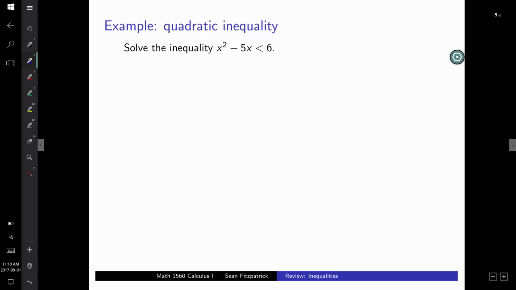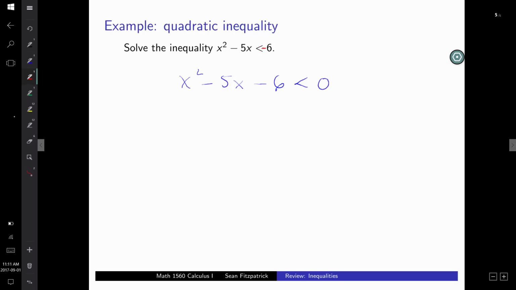So if I subtract 6 from both sides, x squared minus 5x minus 6 is less than 0. Oh, I'm going to get myself in trouble here. I don't think I can factor that. Can I? I'm going to cheat, guys. I want to make this into an easier problem so we can get somewhere.